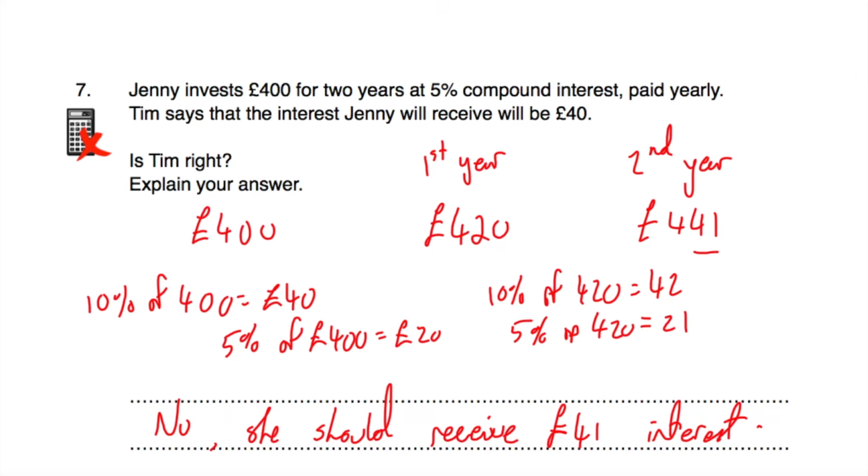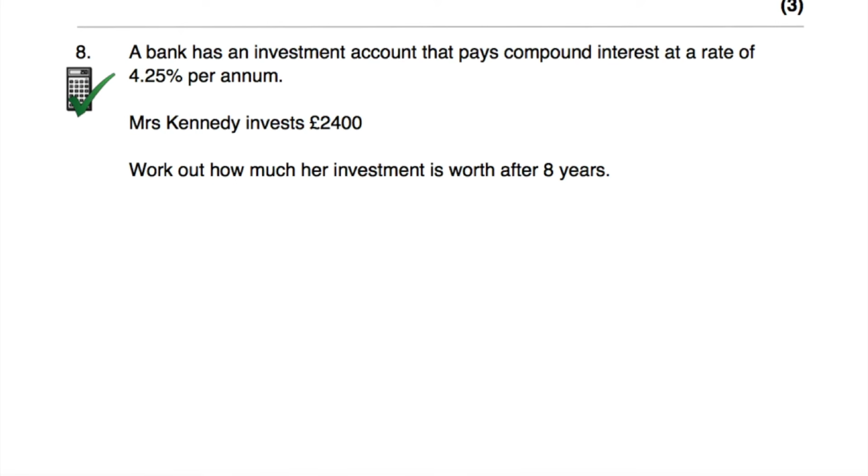Okay, let's look at our next question, question number 8. Question number 8 is a calculator question, so we can use your calculator again. We're told a bank has an investment account that pays compound interest at the rate of 4.25% per annum. So every single year, the money in the bank account goes up by 4.25%. And Mrs. Kennedy invests £2,400. The question says, work out how much her investment is worth after 8 years.